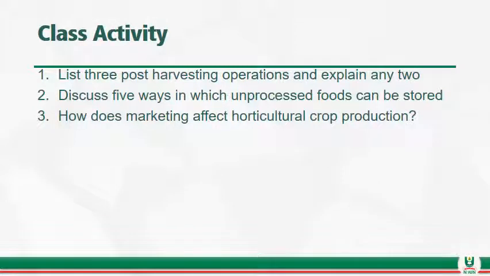That said, I have another short class activity for you. And the first question here is list three post-harvesting operations and explain any two. Secondly, discuss five ways in which unprocessed food can be stored. And the third question is how does marketing affect horticultural crop production? These are questions that I want you to ponder upon and get answers to in 10 to 15 seconds.